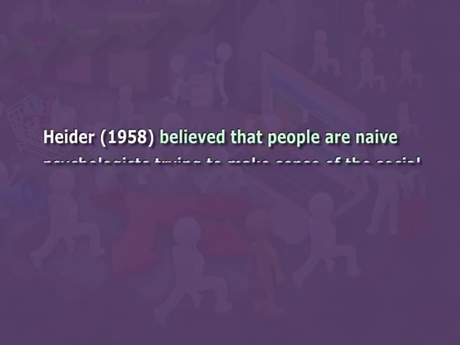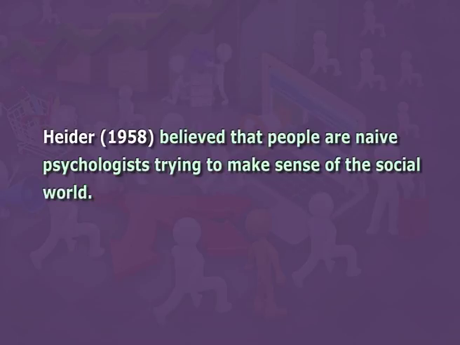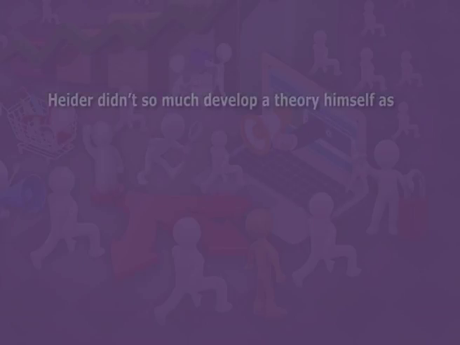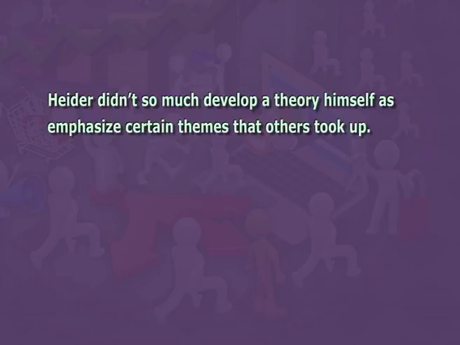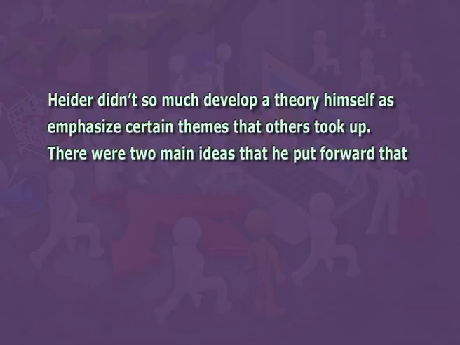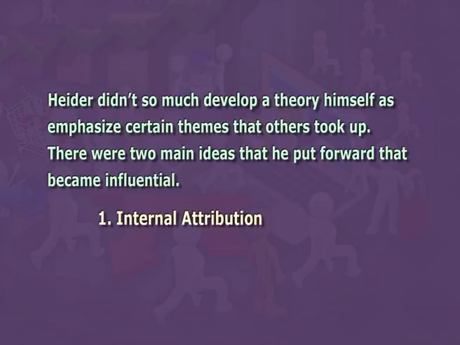Heider in 1958 believed that people are naive psychologists trying to make sense of the social world. People tend to see cause and effect relationships even where there is none. Heider didn't so much develop a theory himself as emphasize certain themes that others took up. There were two main ideas that he put forward that became influential. Firstly, internal attribution, the process of assigning the cause of behavior to some internal characteristic rather than to outside forces.